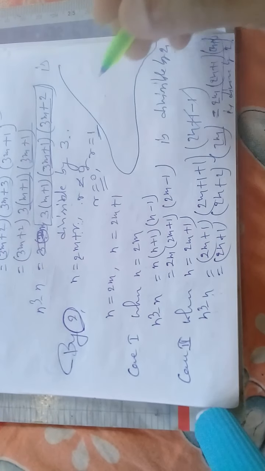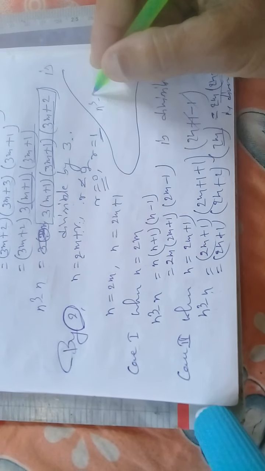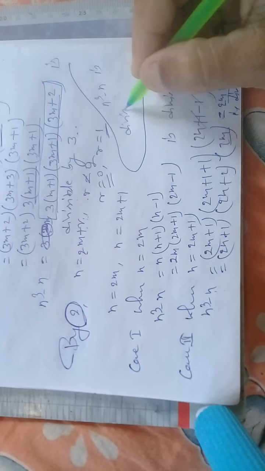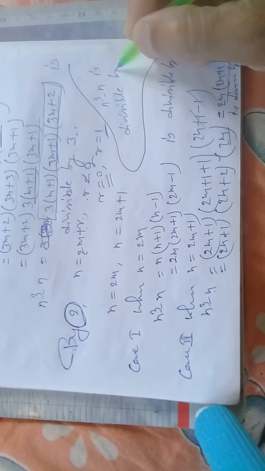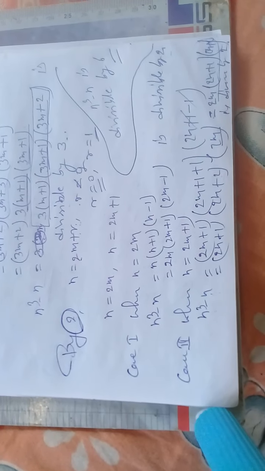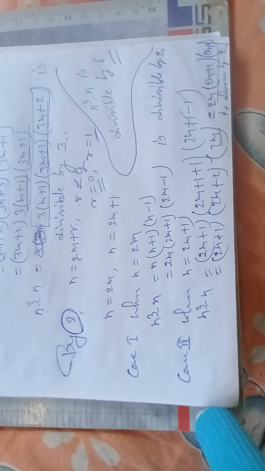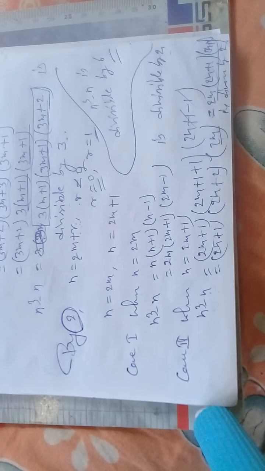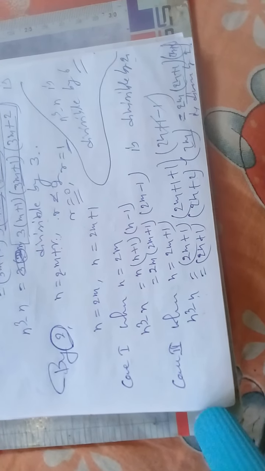Hence, this form n³ − n is divisible by 6. We know that if 2 and 3 divide a number, then that number is also divisible by 6. It's enough.